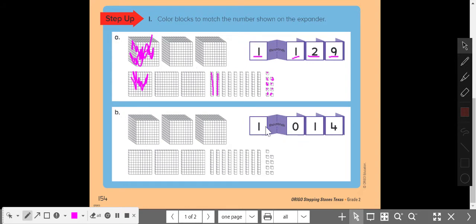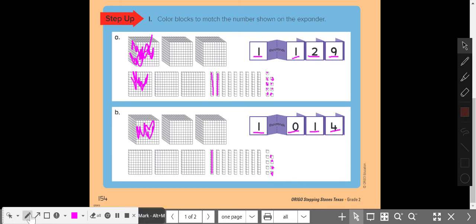Now let's look at letter B, 1,014. So again, I'm going to color 1 thousands block. I don't need to color any hundreds blocks this time because there's a 0 in that place. I'm going to color 1 tens block and 4 ones blocks. And that's how you do it.